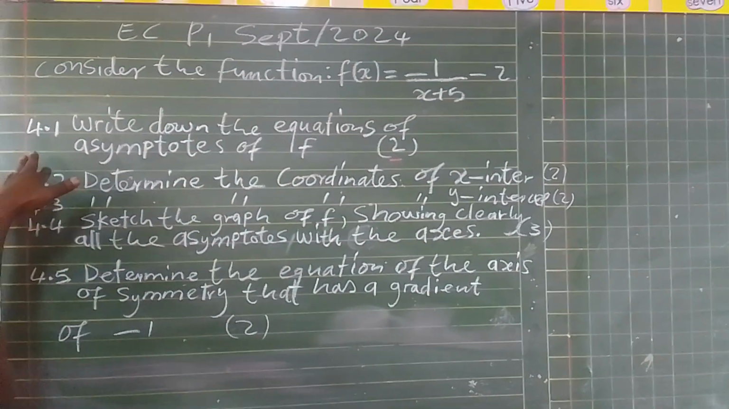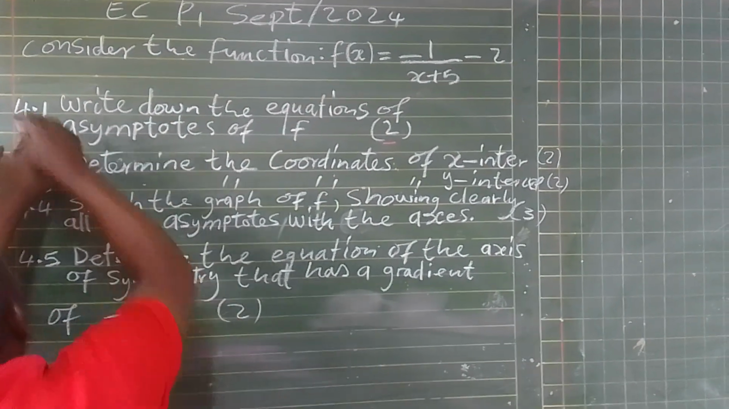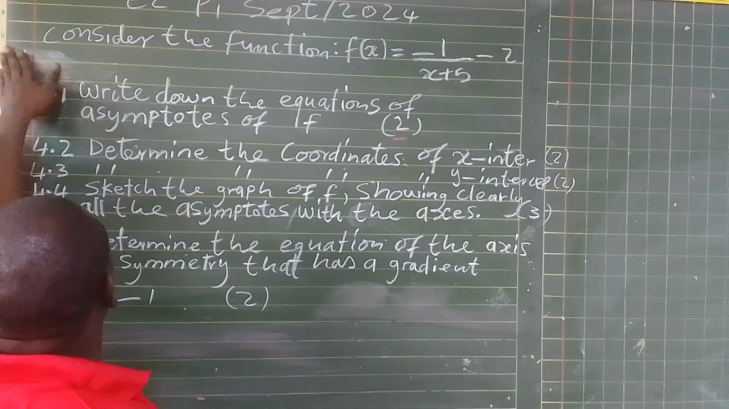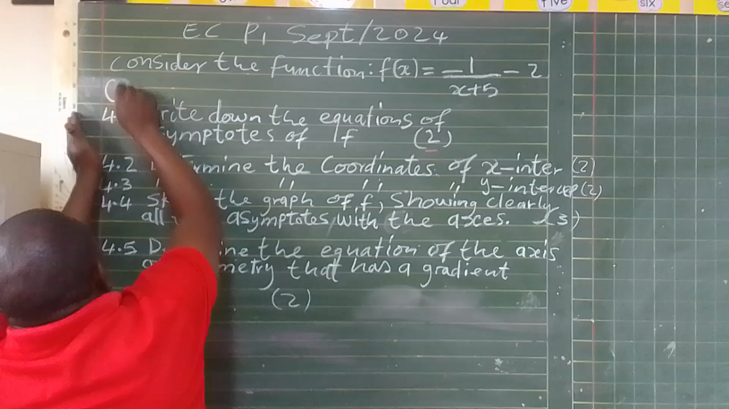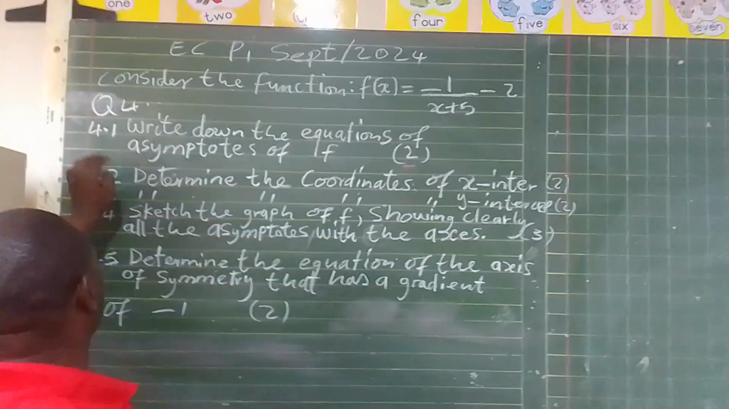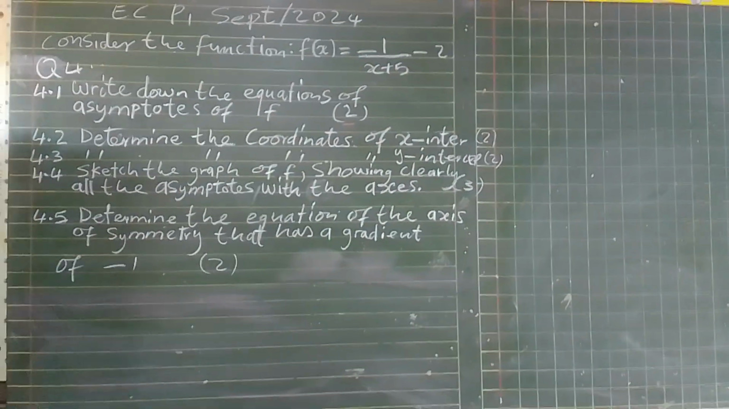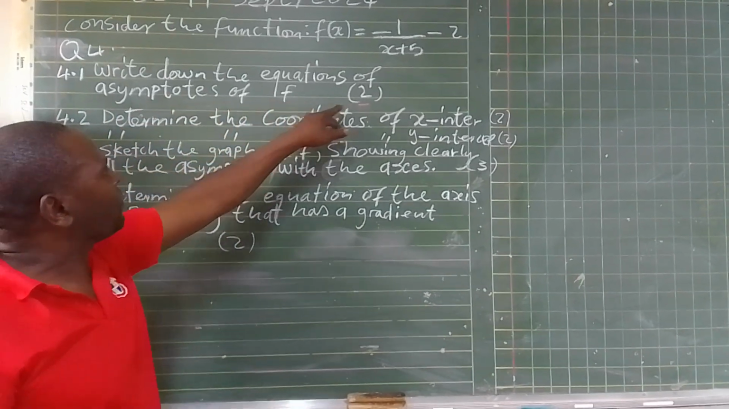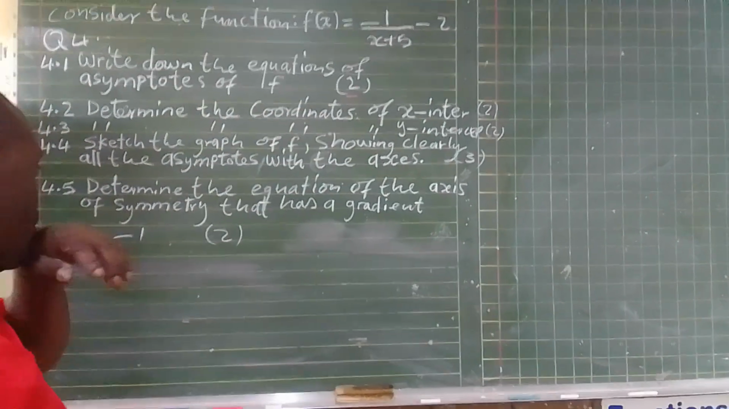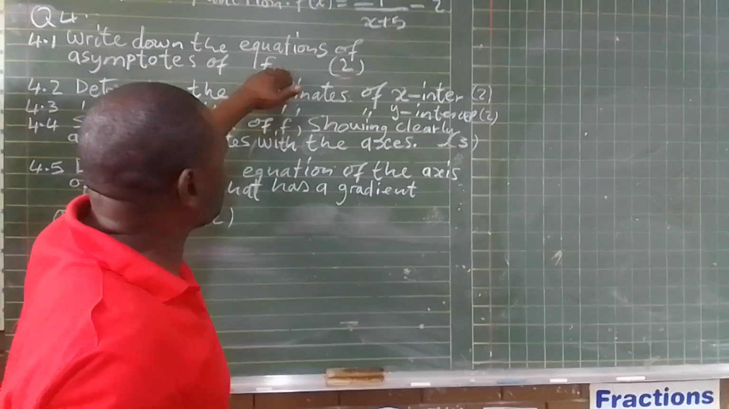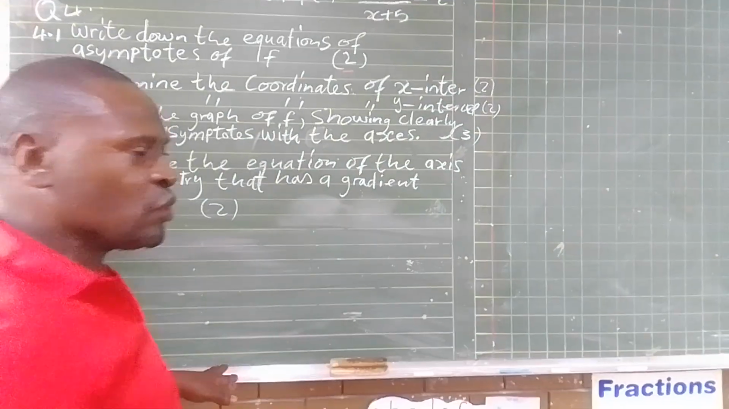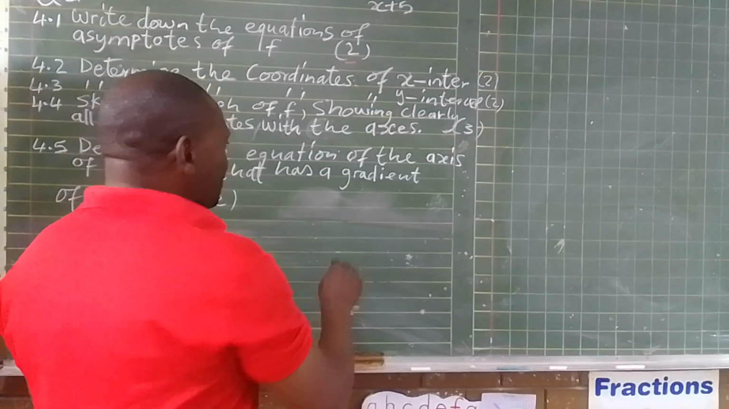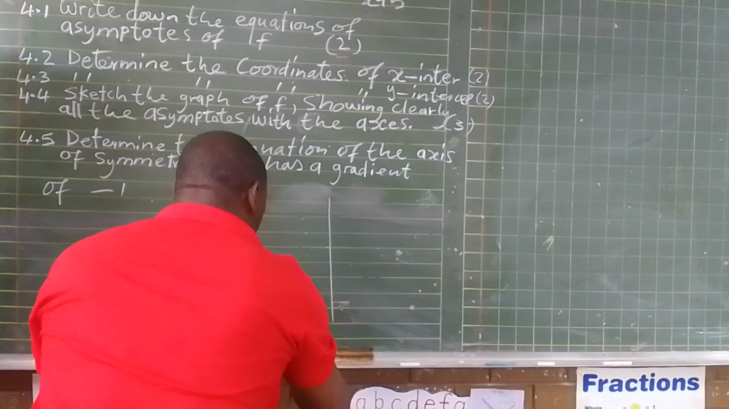The first question says 4.1, question 4. Write down the equations of asymptotes of f for 2 marks. Now we are going to check the asymptote. When we talk about the asymptotes, we talk about the no-go area, where the graph does not go to touch a certain value.